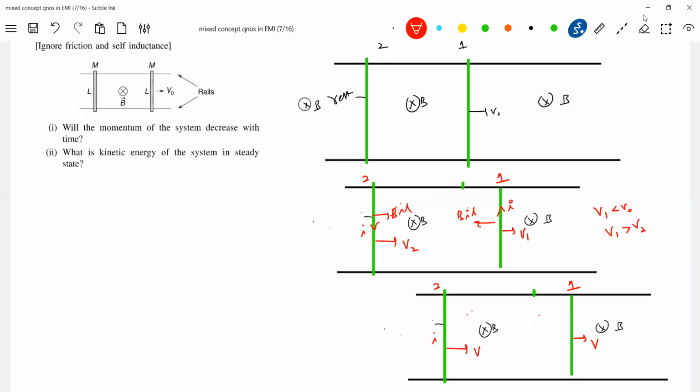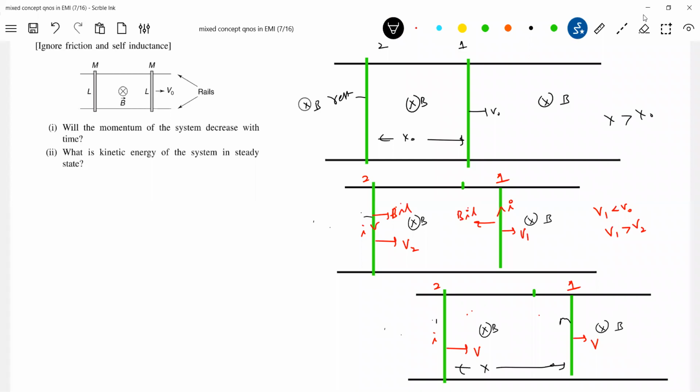What should happen to the distance between the rods? It must increase. The distance between the rods will increase. So calculate the initial distance, say x naught. This should be x, and this x should be greater. They may ask you very good conceptual questions. Finally, both will have common velocity.